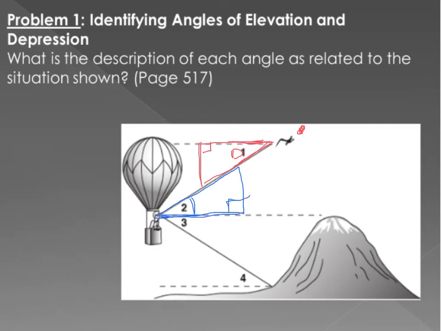So I want you to pause the video right now, and I want you to see if you can figure out angles 3 and 4. Angle 3 would be an angle of depression. So if you were in the hot air balloon and you looked down and you said, oh my gosh, there's a little ant down there. Or if you were the ant on the ground for angle 4 and you looked up and you said, oh my gosh, there's a person up there. Looking up, elevation. Looking down, depression.